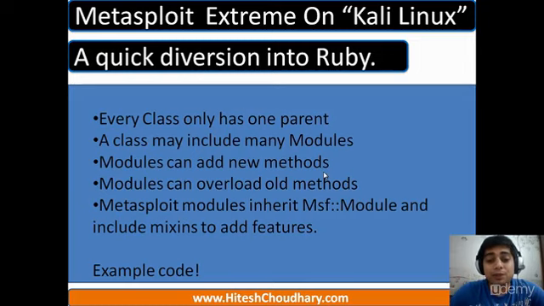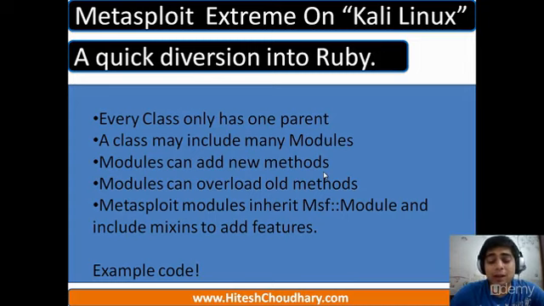Let's have a quick diversion into Ruby. These are only the few points you need to take care of about Ruby for the entire extreme classes. Every class has one parent. A class may include many modules. Modules can add new methods. Modules can also overload old methods. Finally, Metasploit modules inherit from MSF::Module and include mixins to add features.